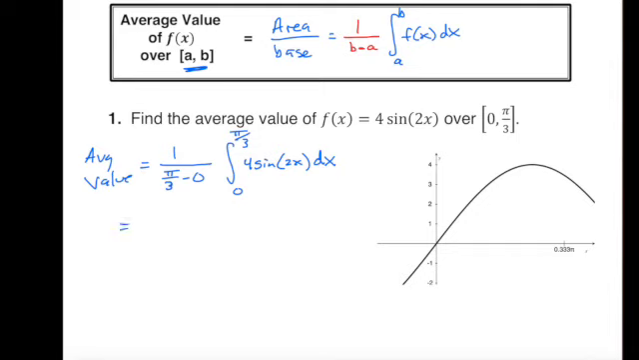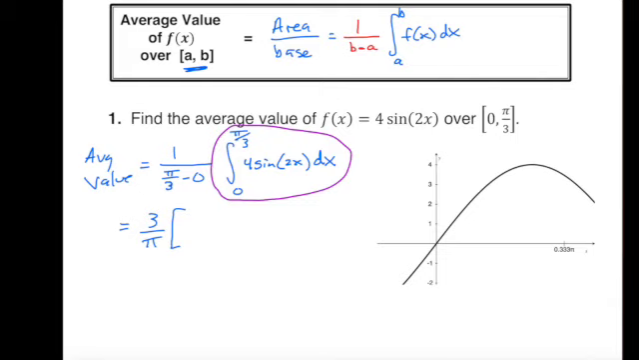Okay, so this fraction 1 over pi over 3 minus 0 is obviously just 1 over pi over 3, and 1 over pi over 3 is 3 over pi. But now we're going to be multiplying that by the value of this definite integral here. So here's where we're going to have to actually integrate, right?